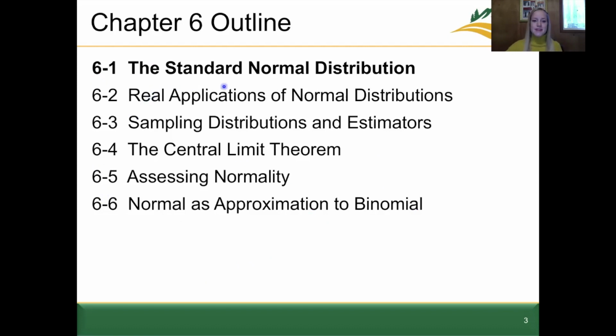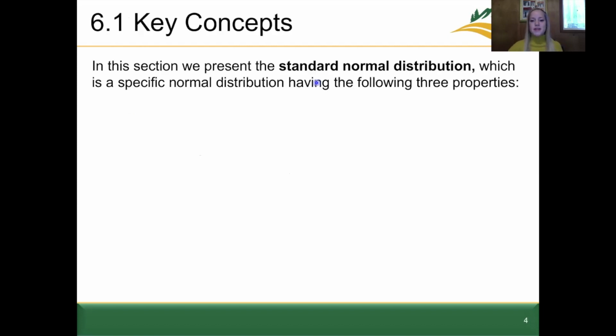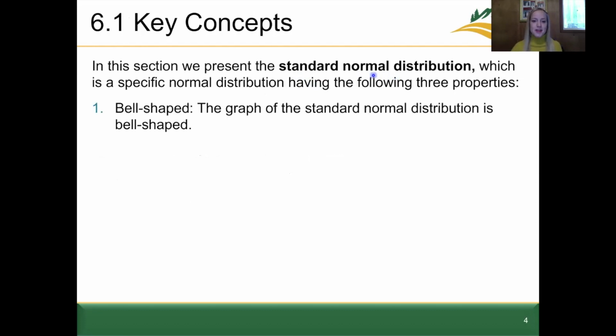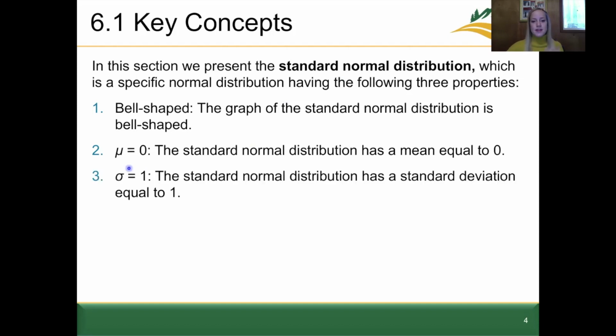6.1 is on the standard normal distribution. Some key concepts in 6.1. We're going to cover these standard normal distributions in detail. These standard normal distributions have the following 3 properties. Number 1 is that they're bell-shaped. Number 2 is that the mean, or mu, the population mean, is equal to 0. Number 3, sigma, the standard deviation for a population, is equal to 1. So those are the 3 requirements for a standard normal distribution.